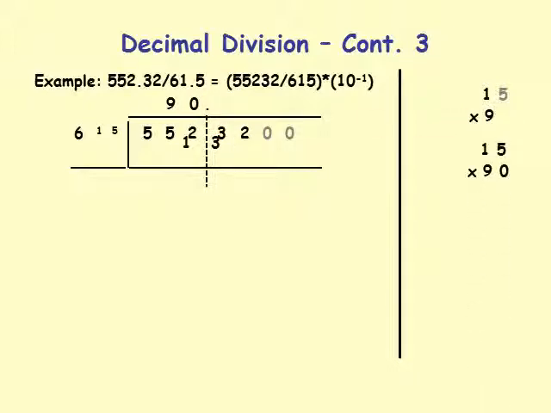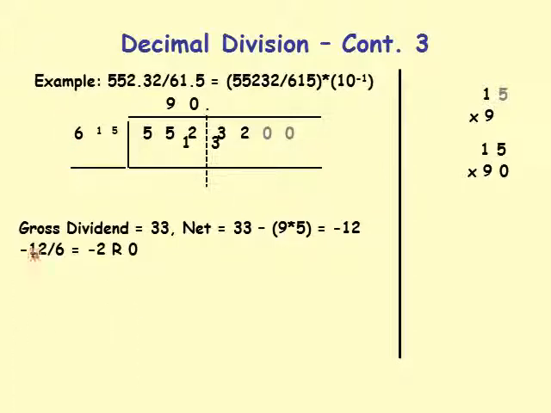Okay, and then we have two quotient digits, 9 and 0. We can use both of the digits on the flag, 1 and 5. Gross dividend is 33, this one here, and net is 33 minus 45, because 1 times 0 is 0, and 5 times 9 is 45. So we subtract 45, which gives minus 12, and then we divide that by 6. Minus 12 divided by 6 is minus 2, remainder 0. That gives me minus 2 on the quotient line and 0 on the remainder line.